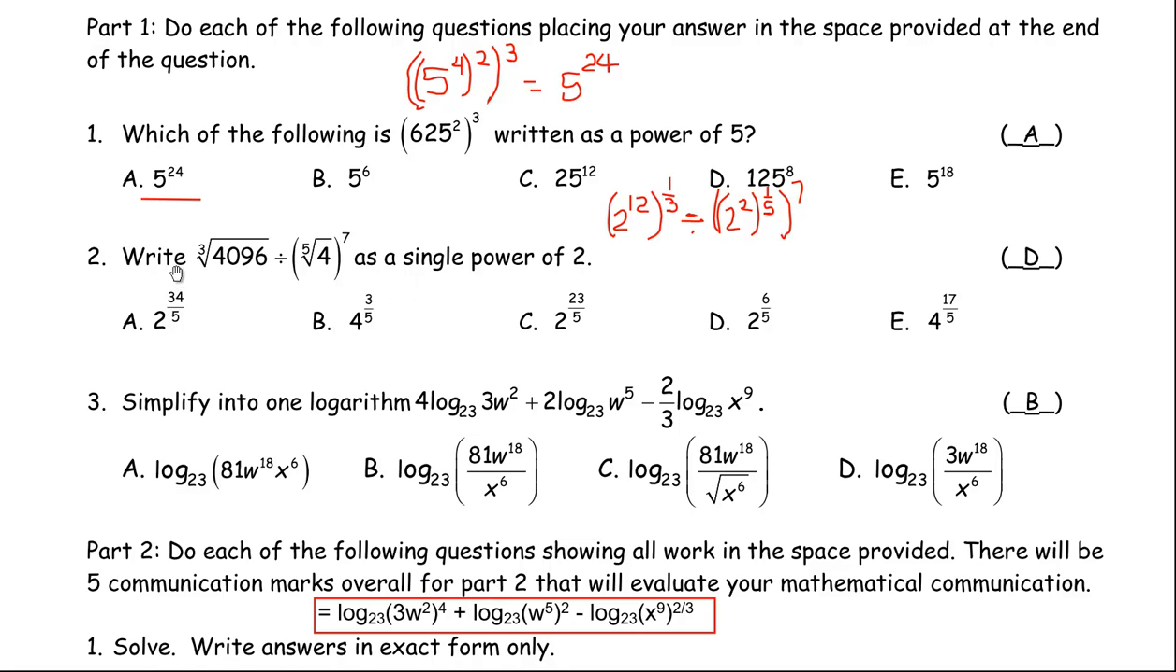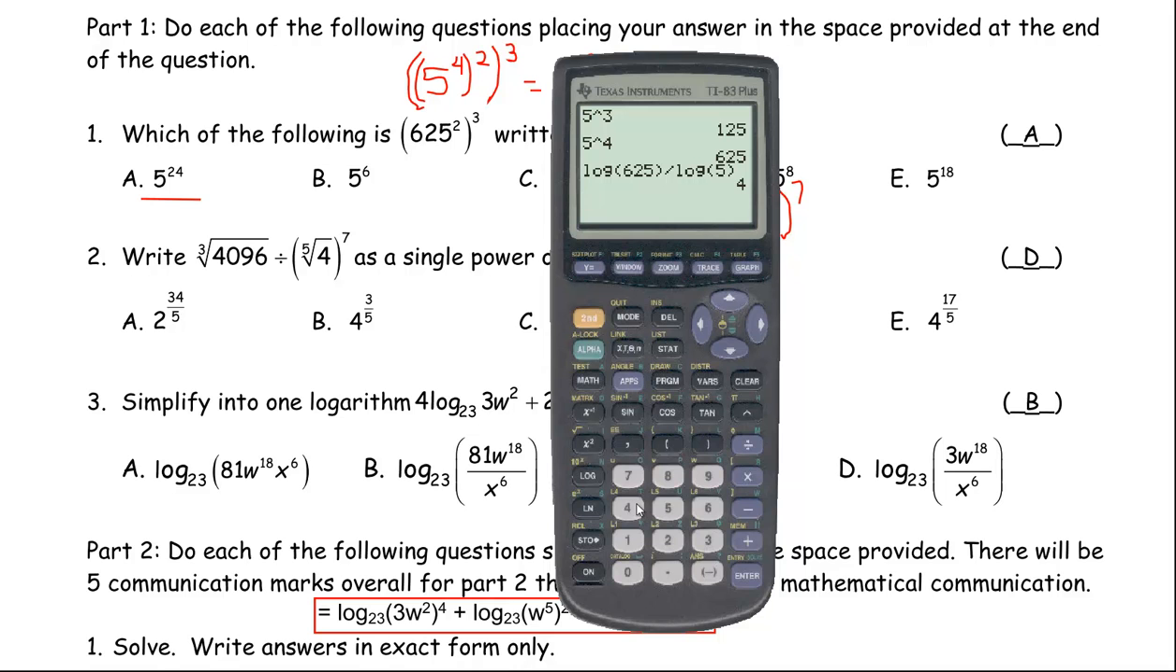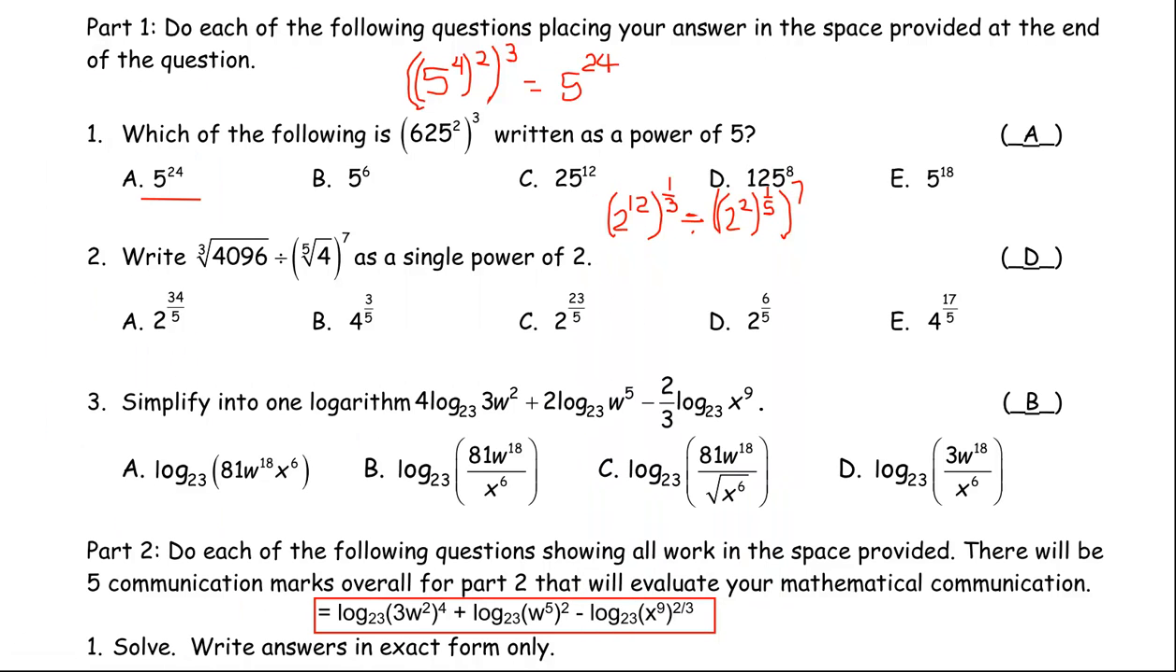Now, question number 2 asks to write this whole thing as a single power of 2. 4096 isn't actually a power, well, I guess you could think of it as 4096 to the power of 1. But we want to write this all as a power of 2. So we want to know what power of 2 gives 4096. Again, I could try different powers of 2, or I could just go the logarithm of 4096 divided by the logarithm of 2. It tells me it's 2 to the 12th. So 2 raised to the power of 12, there's a check, is 4096.